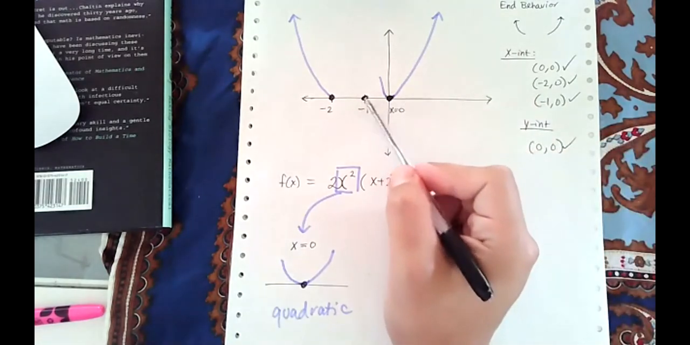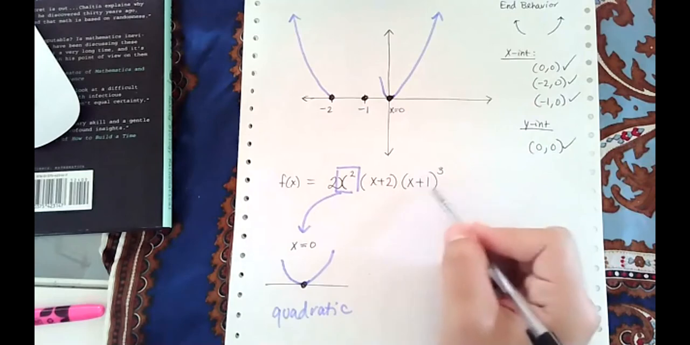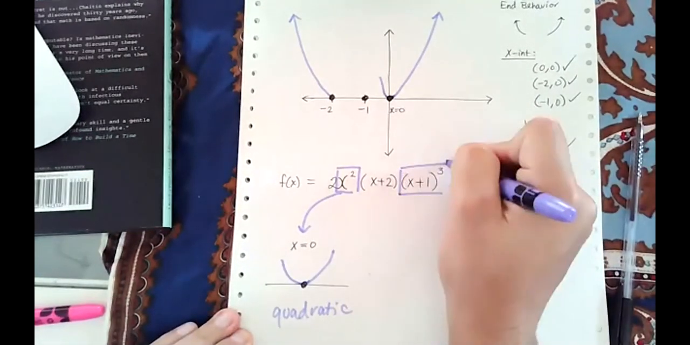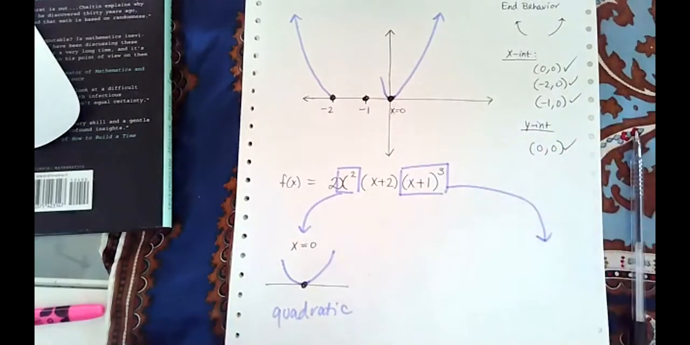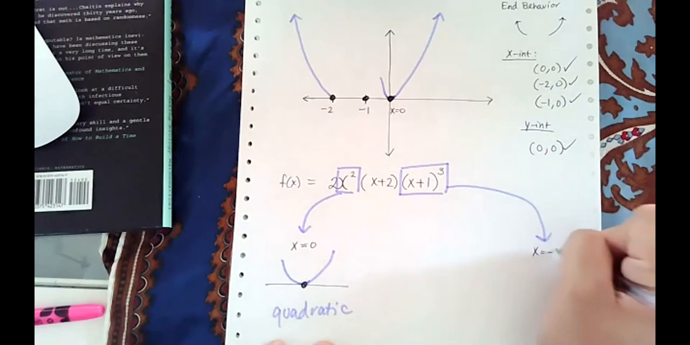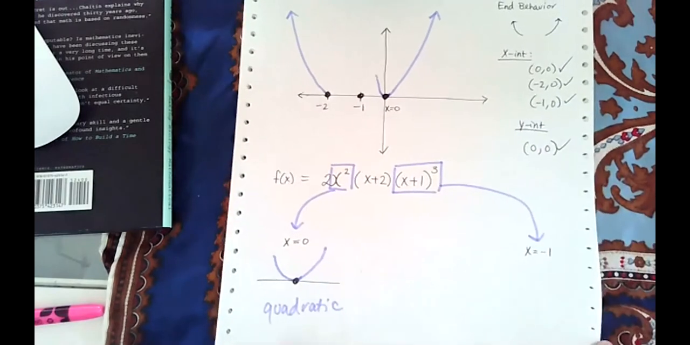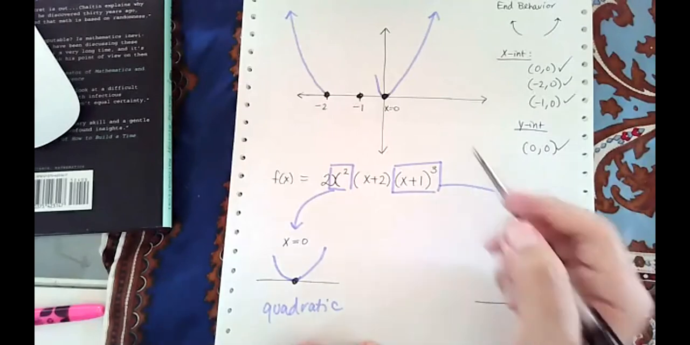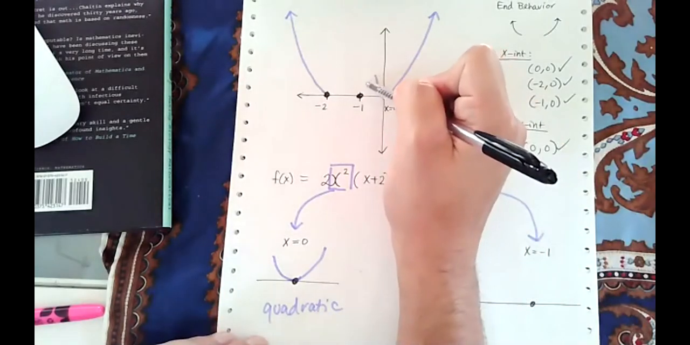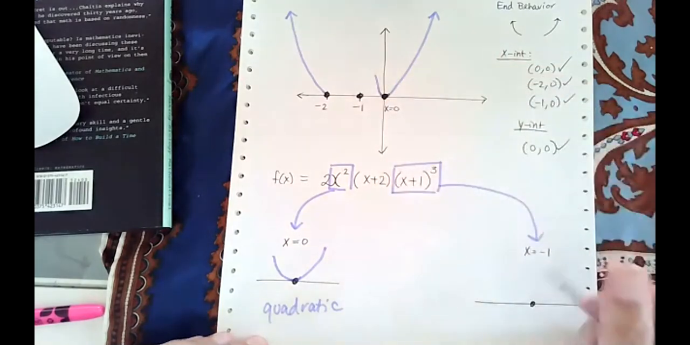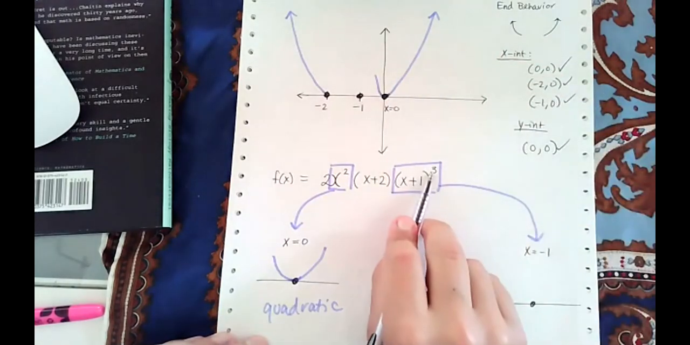This x-intercept comes from this polynomial factor over here, so I'm gonna throw that guy over there. And this factor gave us x is equal to -1, that x-intercept. So at that location, we should be cubic or sort of wiggling through here, right? Because it's a multiplicity of 3.